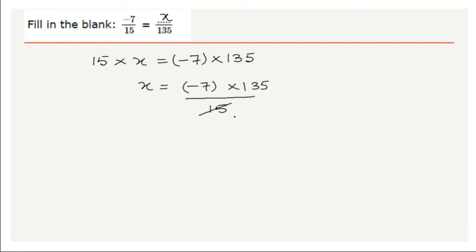We can divide by 5. 5 3 times is 15. 5 2 times is 10. 5 7 times is 35. 3 9 times is 27. So minus 7 multiplied by 9 will be negative 63. So the value of x is negative 63.